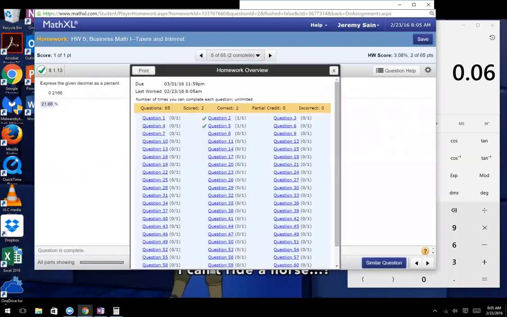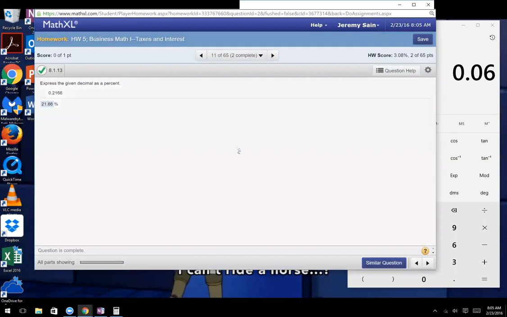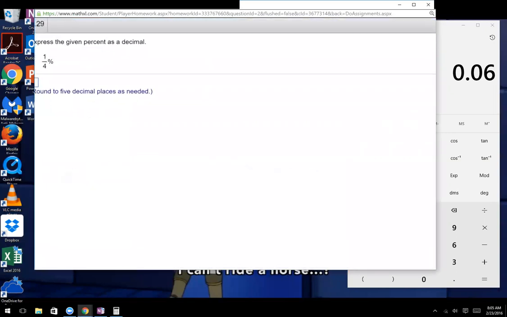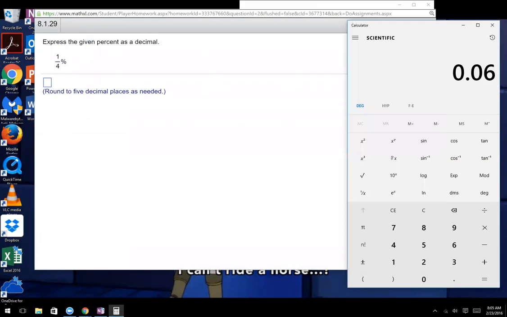All of a sudden, the font got really little. All right. That one has a fraction as a percent. That's weird. So the first thing is, I can make the fraction a decimal. So the 1/4 is really 0.25%. And then how do I get rid of the percent?